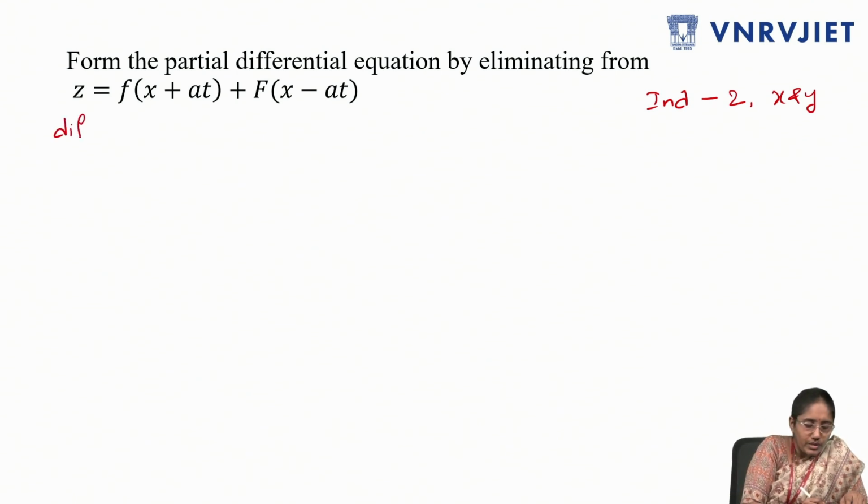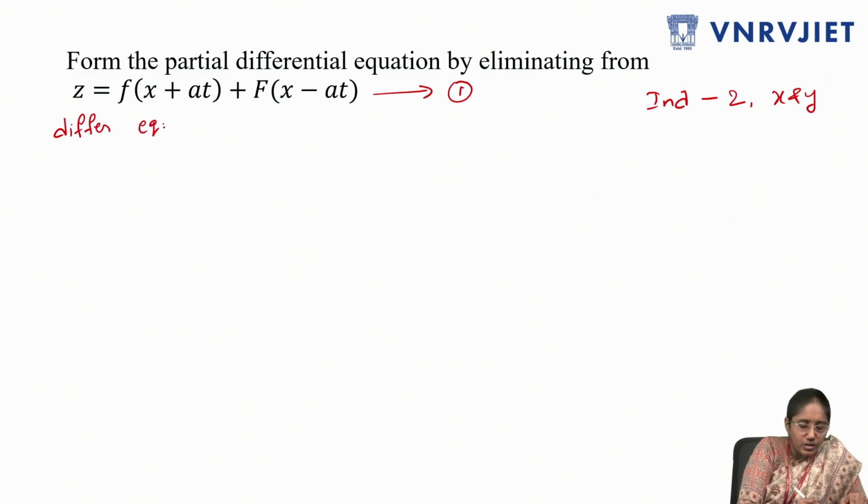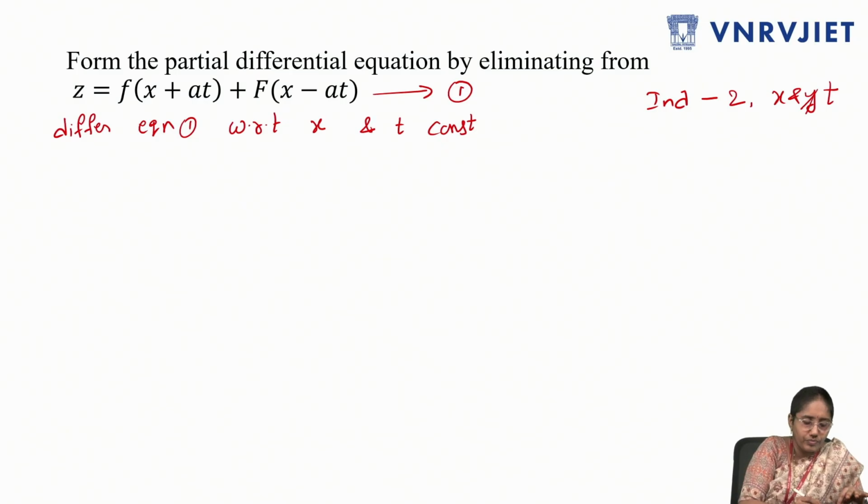Now differentiate, let it be considered this as equation 1, the given equation as 1. Differentiate equation 1 with respect to x. Sorry guys, here the independent variable is not y, that is t. x and t are the independent variables. So differentiate the given equation with respect to x and take t as constant because we are applying the partial derivative.